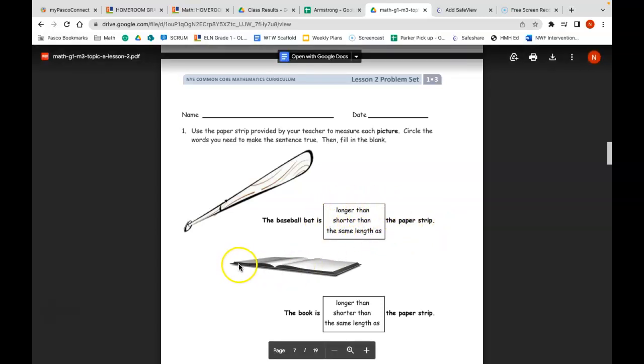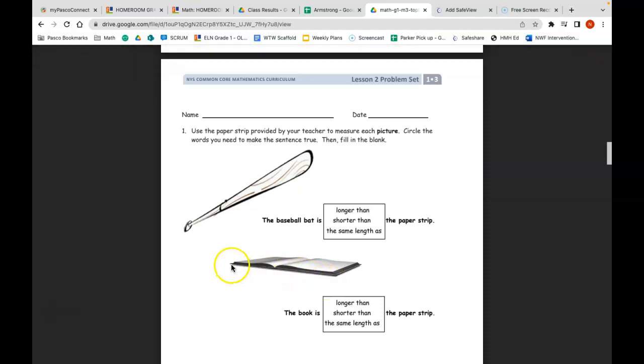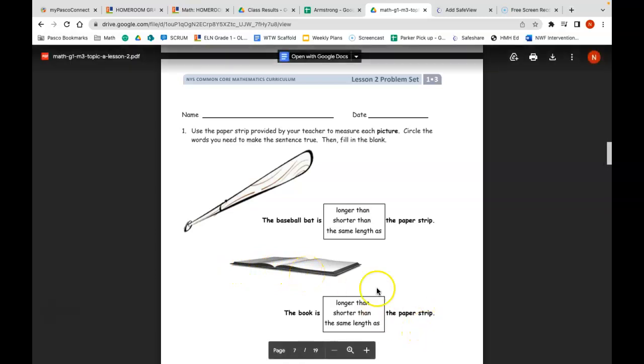Then you're going to measure the book. You're going to put the paper strip, remember, end to end on the book. Is the book longer than, shorter than, or the same length as the paper strip?